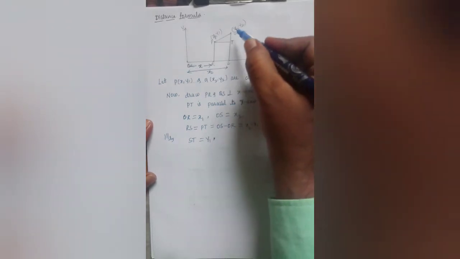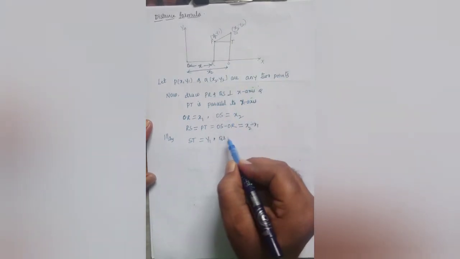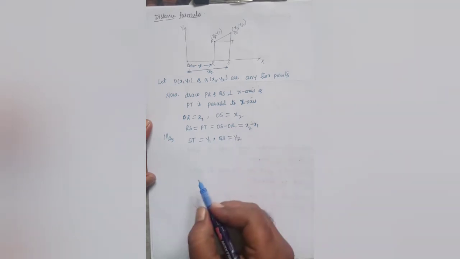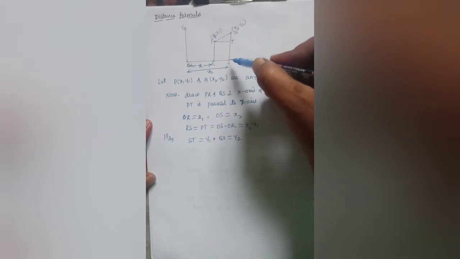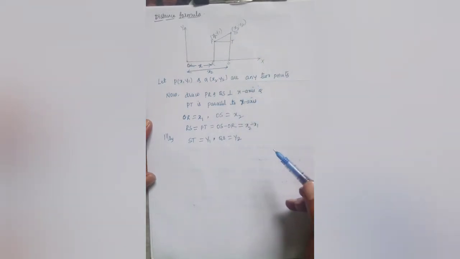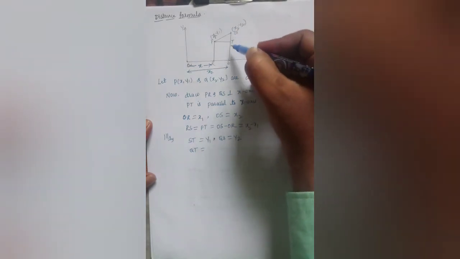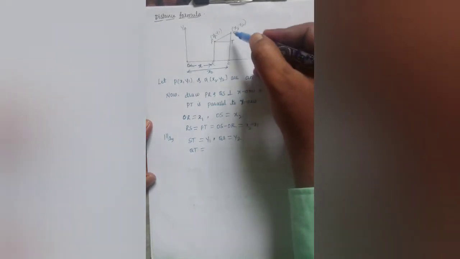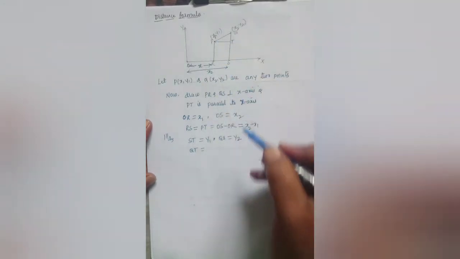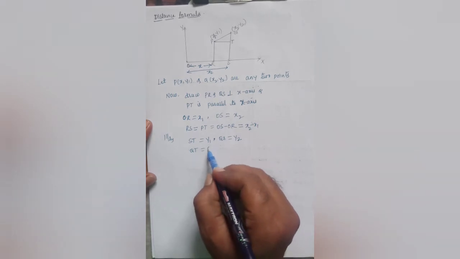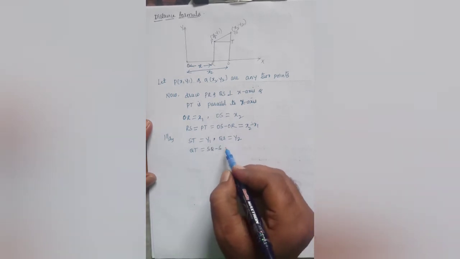QS is y2. To find QT, we know these two. How to find QT? QT is nothing but SQ minus ST. We know SQ and ST, that is nothing but PR. See, QT is equal to SQ minus ST.